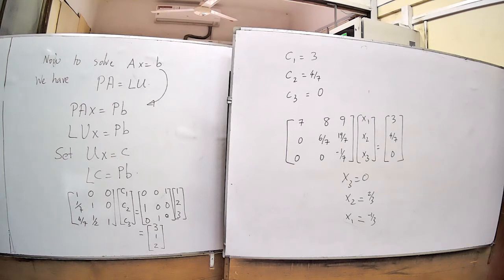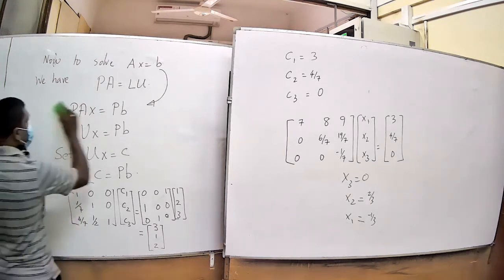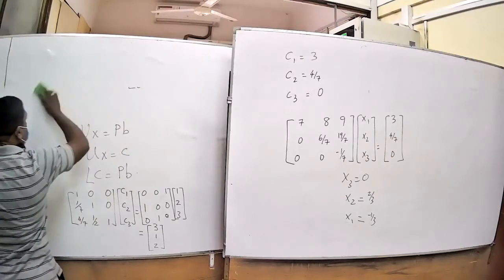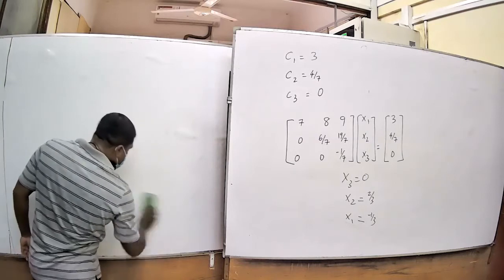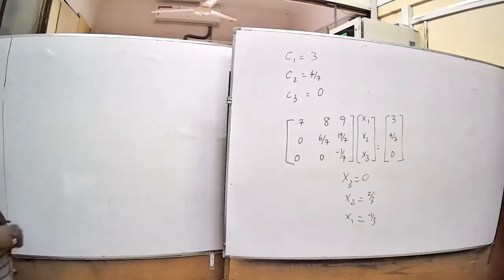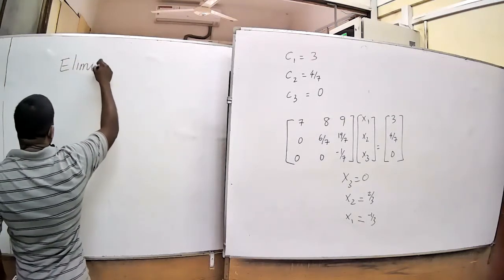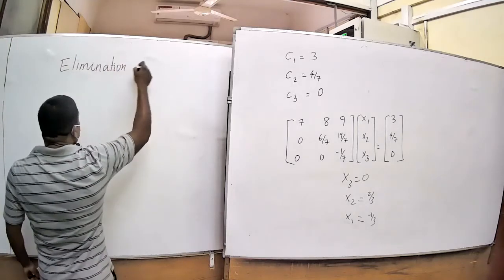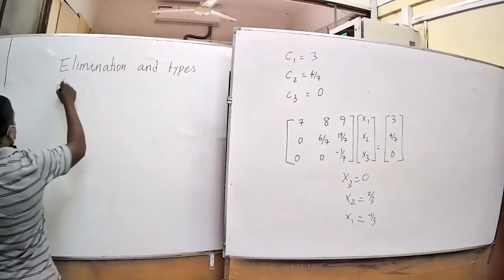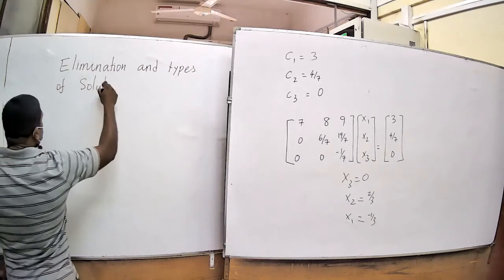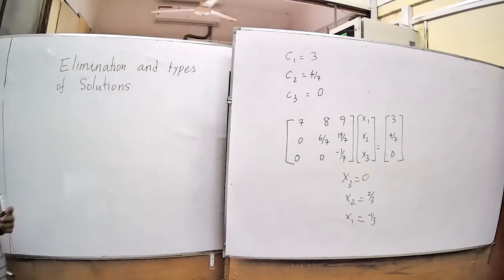Okay. Now, after seeing this, what we are going to do is we are going to revisit the types of solutions. Right, so eliminations and types of solutions.